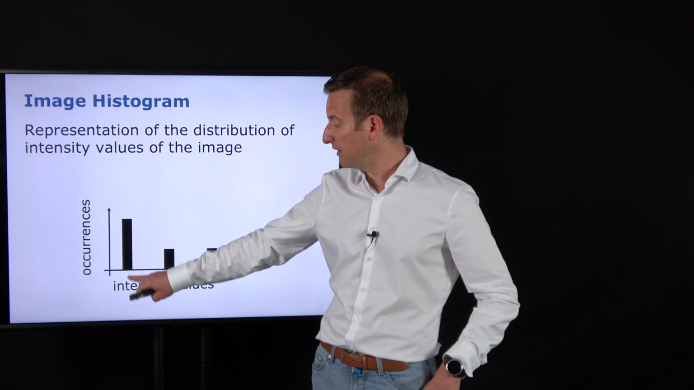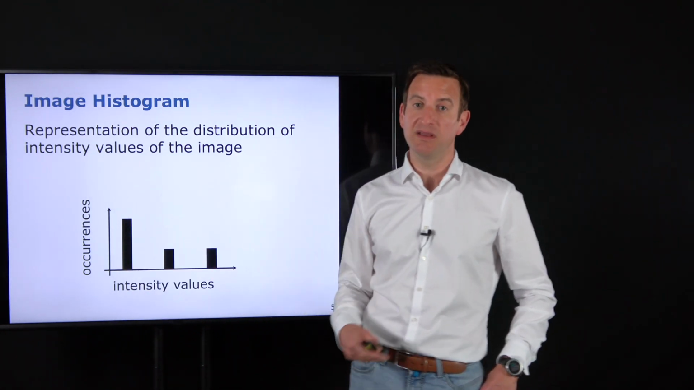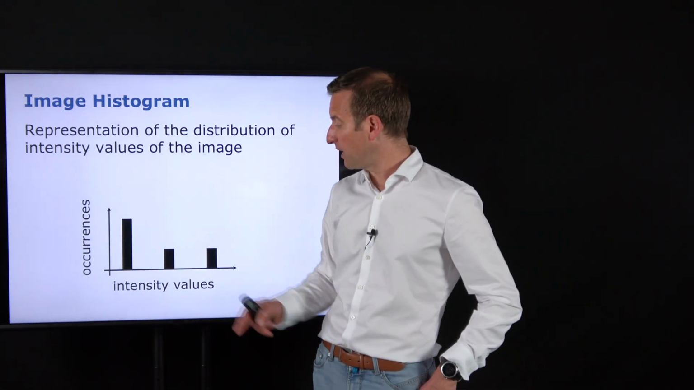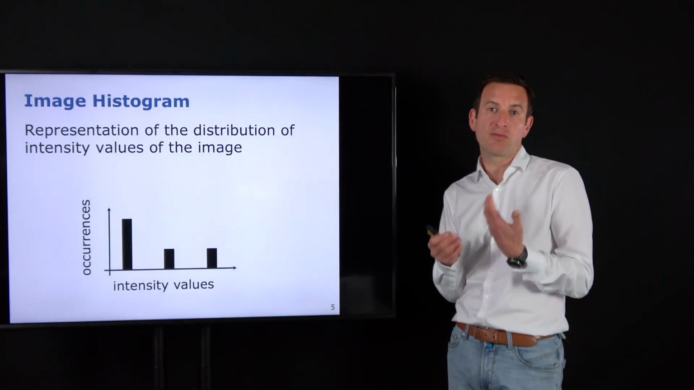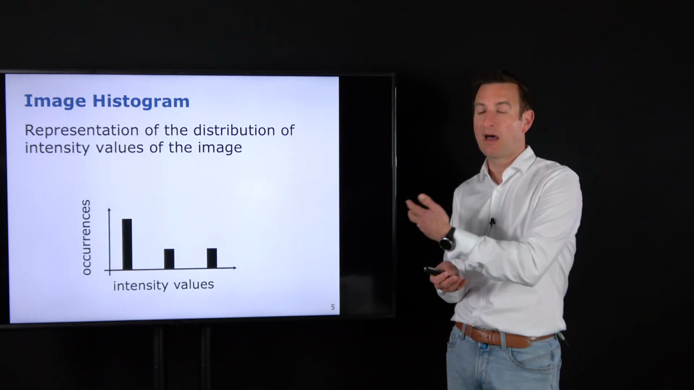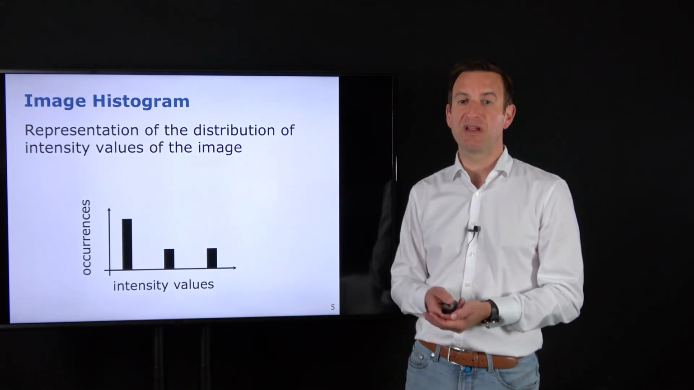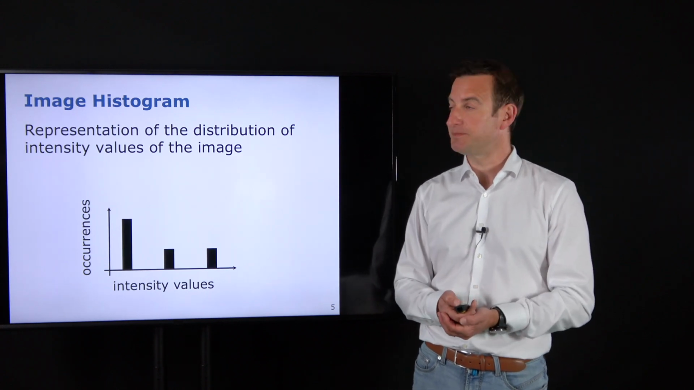So if this is a black pixel, intensity value 0, for example, then this is the count, or the probability, that a pixel is black. And we can do this for gray pixels and for white pixels, for example. So basically iterating over all pixels of our image and building this distribution, this histogram representing the possible intensity values of the image and how often they occur.